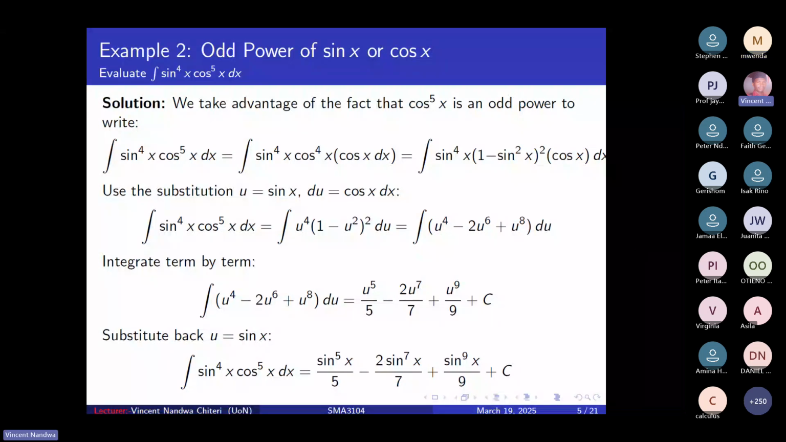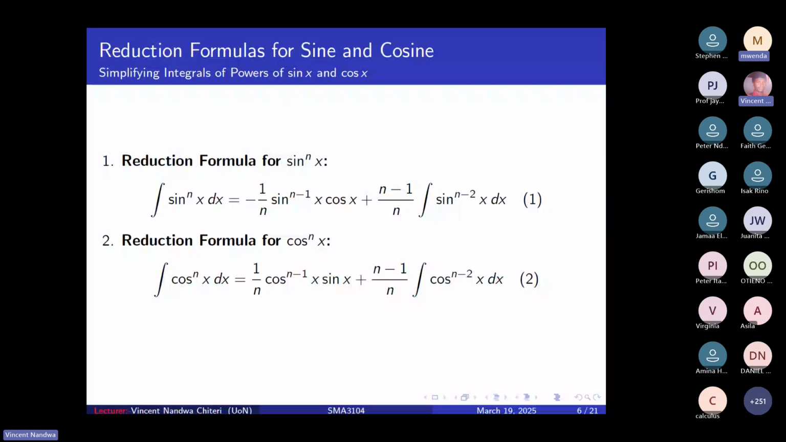That one makes sense. Yeah. Good. So that's the case where the power of cosine is odd. So just as I recall, these are the reduction formulas we derived in class, where we have sine power n and then cos power n.